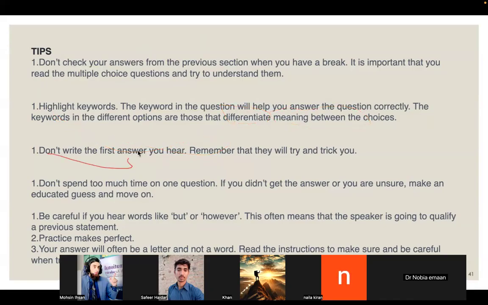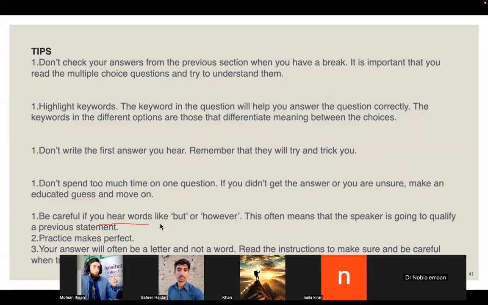And don't write the first answer you hear. Remember that they will try and trick you. How? By telling you first a wrong option, most of the time a wrong option, right? 90+%. Don't spend too much time on one question. If you didn't get it in 15 seconds, you should be very attentive. For the second question, the speaker might have discussed it within 15 seconds. If you didn't get the answer or you are unsure, make an educated guess and move on.